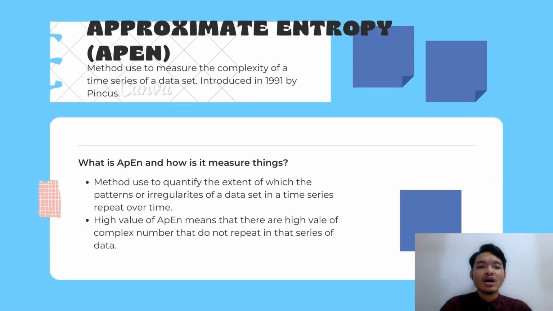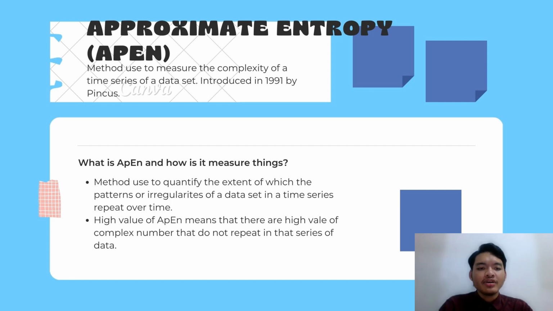Approximate entropy or ApEn for short. It is a method used to measure the complexity of a time series of a dataset. It is introduced in 1991 by Pincus. What is ApEn and how does it measure things? ApEn is basically a method used to quantify the extent to which the patterns or irregularities of a dataset in a time series repeat over time.